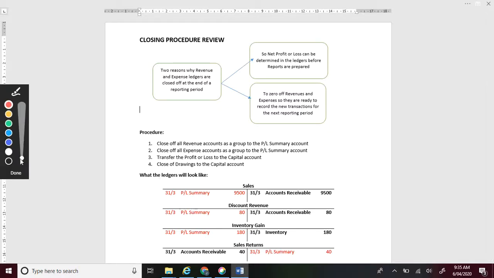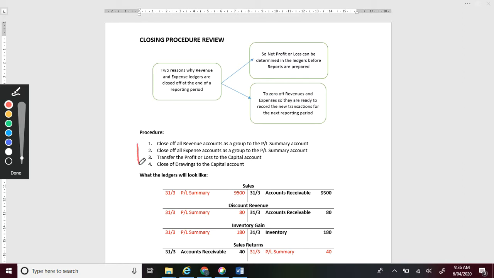Right, this is a recording to go over the closing procedure, just as a review. There are two reasons why revenue and expense ledgers are closed off at the end of the reporting period. One is so the net profit or loss can be determined in the ledgers before reports are prepared, and then when the reports are prepared, you can compare them to see that you've got the same figure for your profit. And of course, to zero off your revenues and expenses so that they are ready to record the new transactions for the next reporting period.